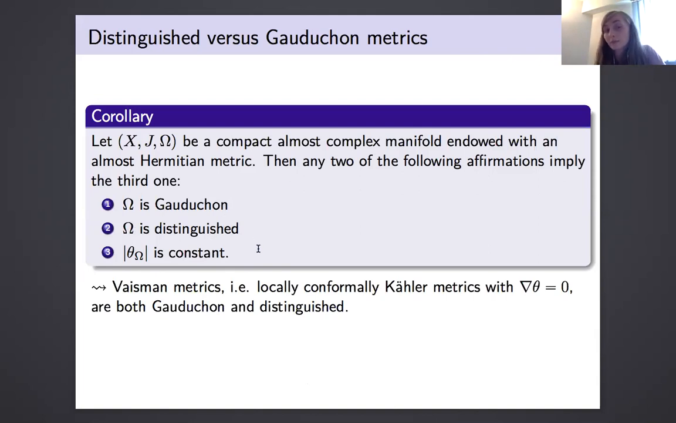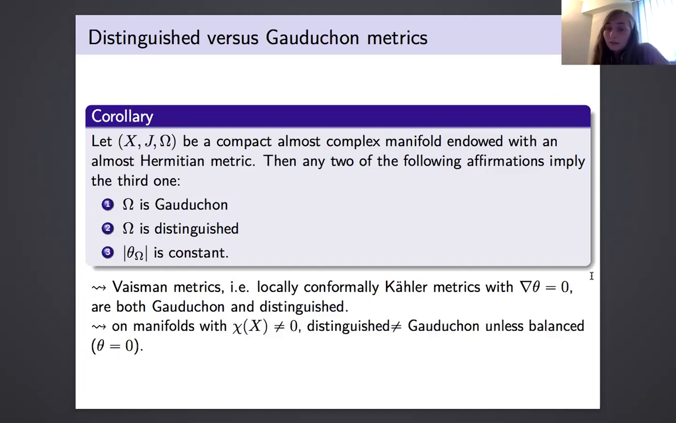For instance, Vaisman metrics, being locally conformally Kähler metrics which have parallel Lee form. These are both Gauduchon and distinguished, since parallel implies that the codifferential of the Lee form will be 0, and also that the norm of the Lee form is constant. And another remark is that if you are on a manifold which has non-vanishing Euler characteristic, then the Lee form will need to have a zero somewhere. And so in general, this will not be constant. And so distinguished metrics will in general not coincide with Gauduchon metrics unless they are balanced.